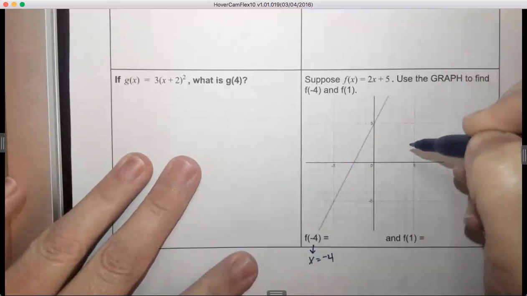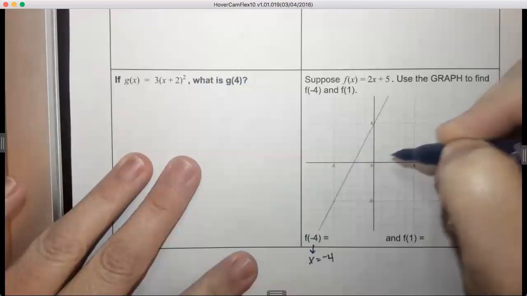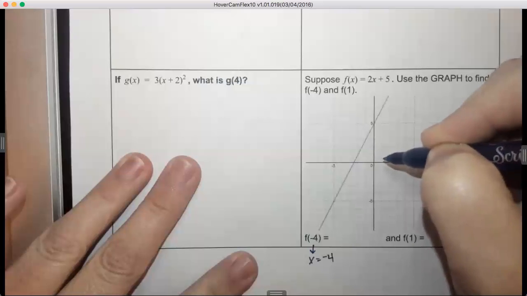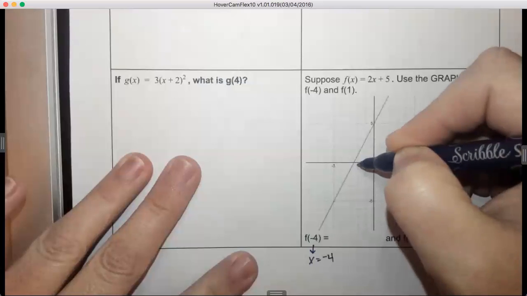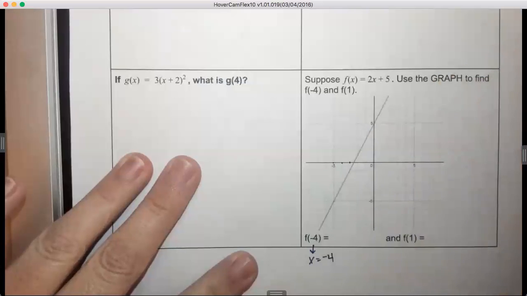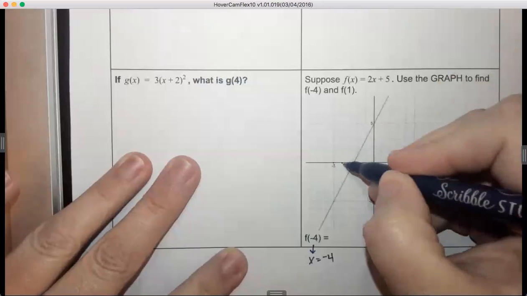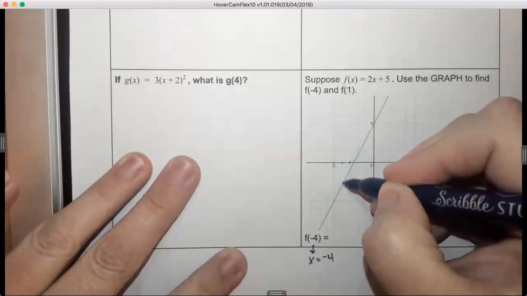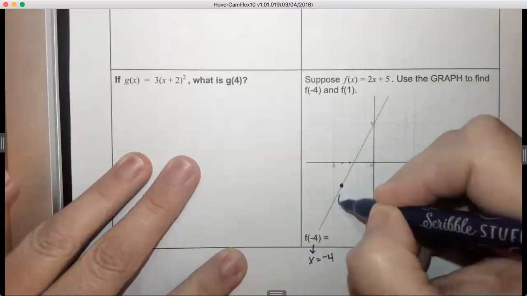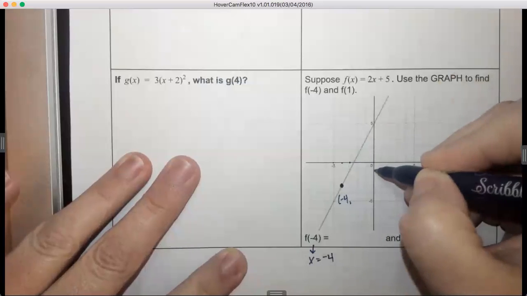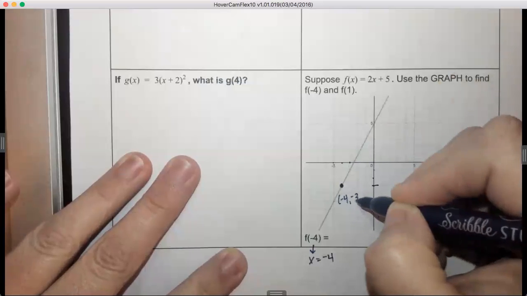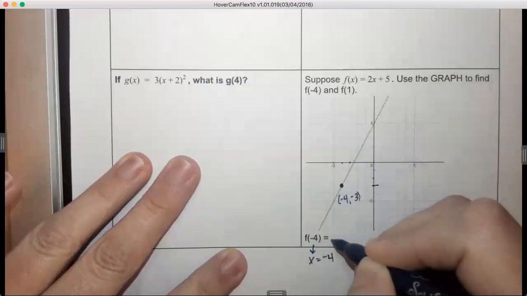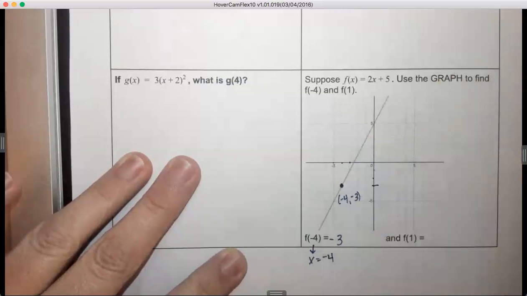Oh, that's weird. How are they doing that? 1, 2, 3, 4, 5. Okay, 1, 2, 3, 4, 5. Okay, we just can't see the -3, -4. So we're going to come down here. So we know that this is -4, and then we're going to count 1, 2, 3. -3. So this answer is -3.